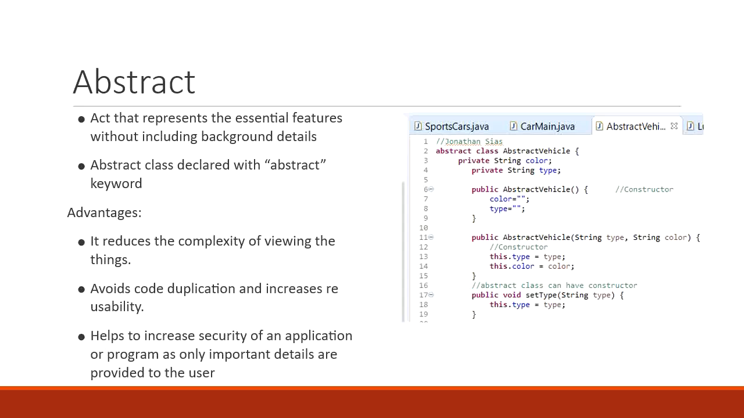In my code, I have an abstract class called abstract vehicle, along with its methods and constructor. Abstract classes are allowed to have constructors. Some advantages are that it reduces complexity of viewing things. It also helps with less code duplication and more code reusability. It would also help the security of a program, as only important details are provided to the user.